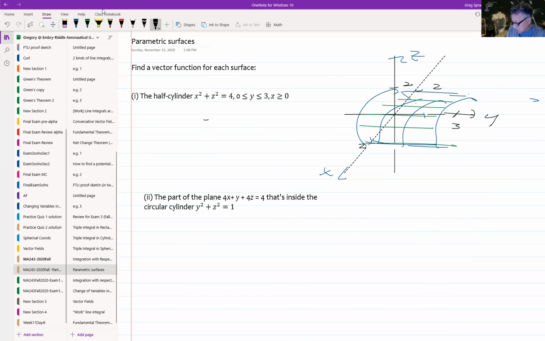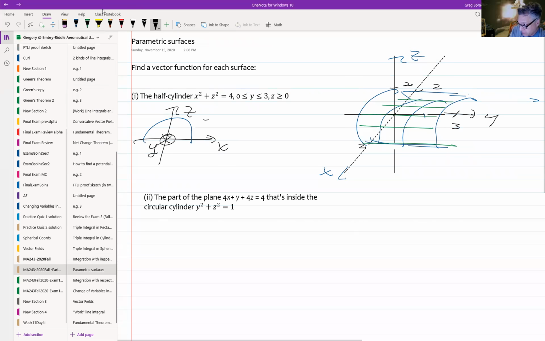Let's see. So if I look at this from the left, okay, from the left, x goes to the right and z goes up, and I see the top half of a circle with radius 2. So I'll let x equal 2 cosine v, z equals 2 sine v.